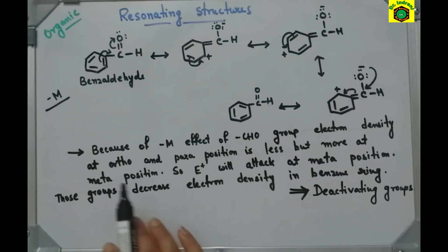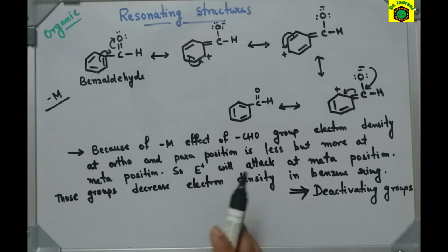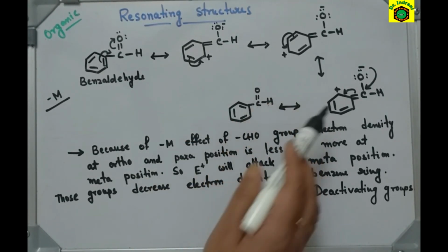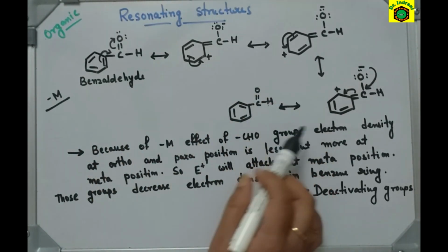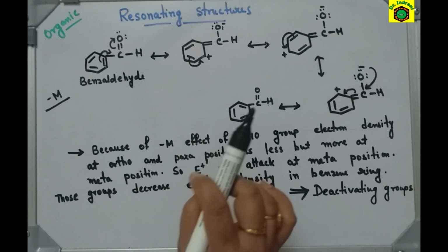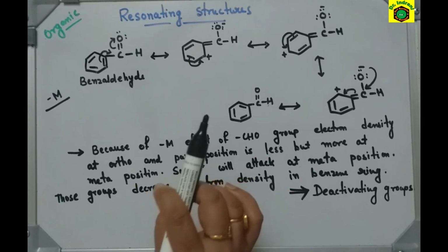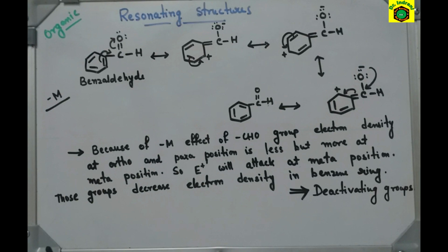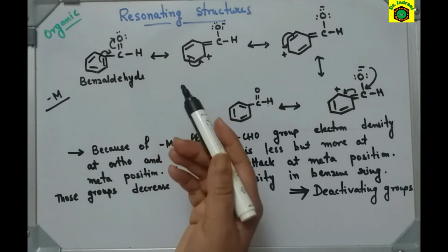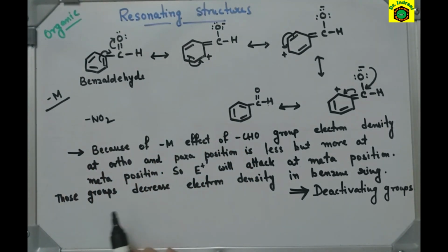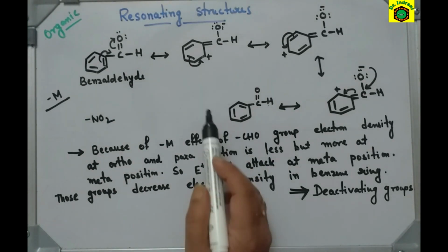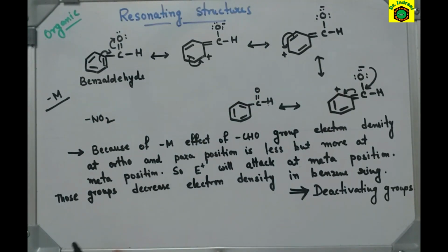Now you note down, because of the minus M effect of the CHO group, electron density at ortho and para position is less but more at meta position. Because see, when you are writing resonating structures, at meta position positive charge is not coming. That means this meta position is comparatively more electron dense. So the electrophile will attack at meta position. Those groups like CHO, NO2 also, those have a minus M effect. Those groups decrease electron density in the benzene ring. That's why plus charge is coming in the ring. These are called deactivating groups.